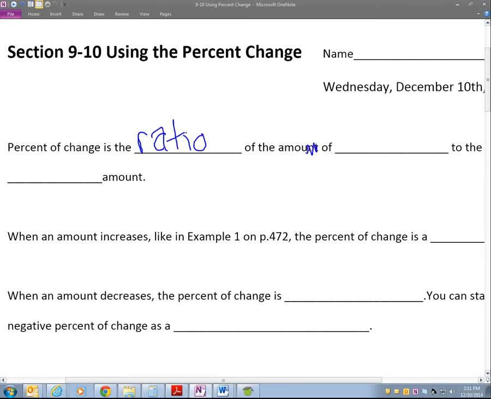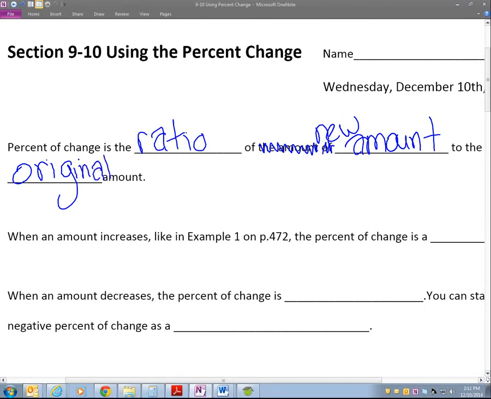I'm going to block out the answer. The ratio of the new amount to the original amount. Percent change is the ratio of the new amount to the original amount.